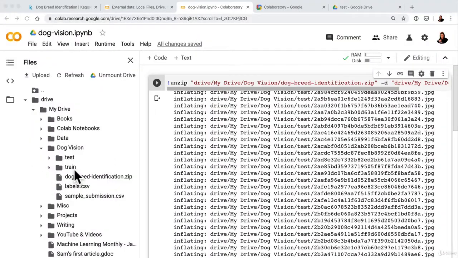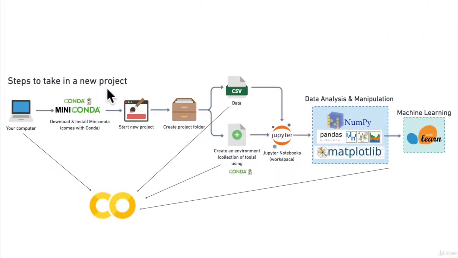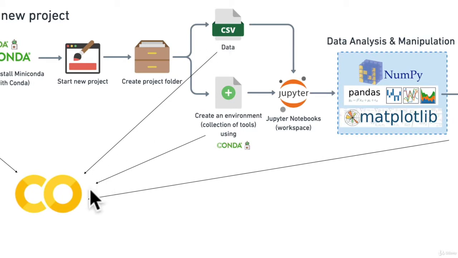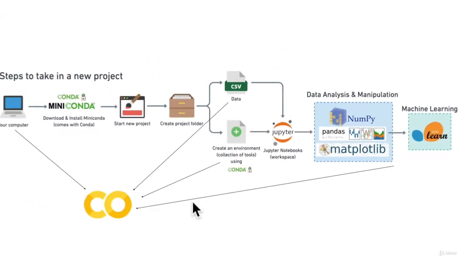Now we've got our data ready in our Colab notebook and in Google Drive. Let's clean up our notebook and get it more set up towards the steps that we take in a new project system. So what we've done, we've got Colab, we've created a new project folder, we've got our data in there. We actually don't really need to create an environment of tools because Colab already has a lot of them installed for us. Let's try to import some anyway.